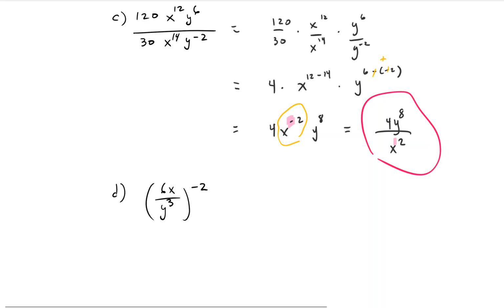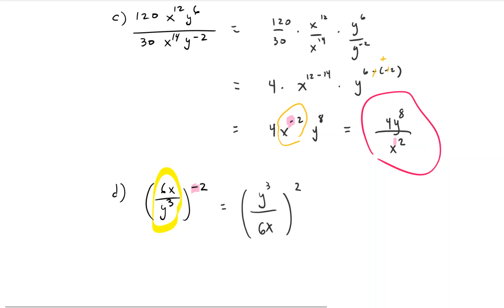Let's take care of that negative 2 to begin with. So to get rid of a negative exponent, we need to flip the base. Well, what is the base? This whole thing inside the parentheses is the base. So let's flip it. So y cubed goes in top. 6x goes in the bottom. Our power, which was negative 2, is now positive because we flipped the base. So it's now raised to the positive 2.